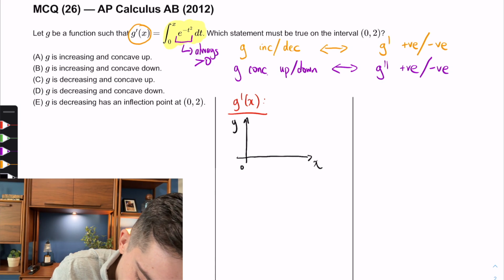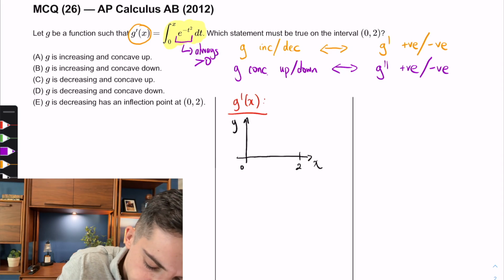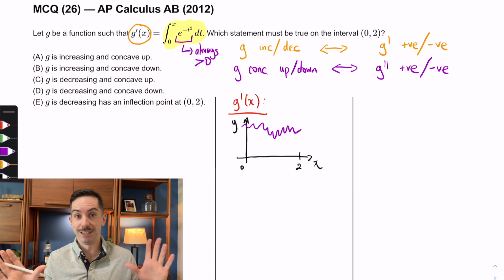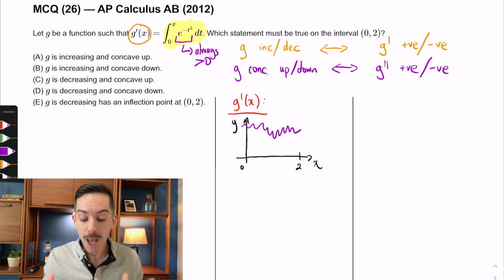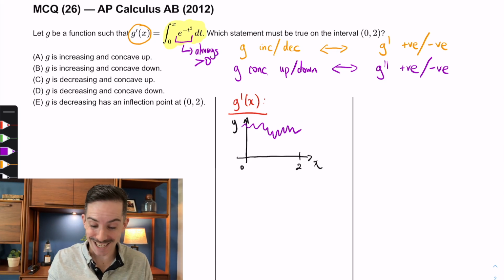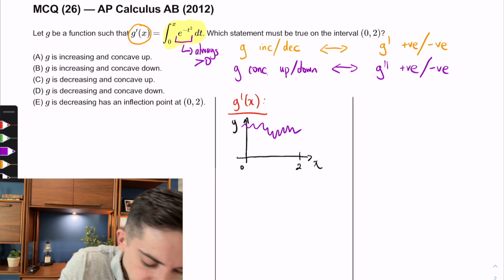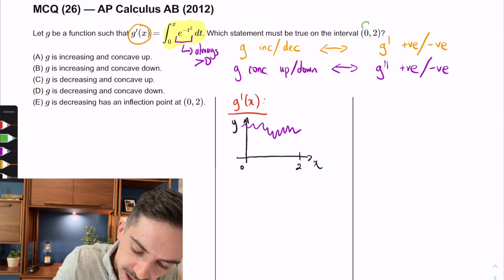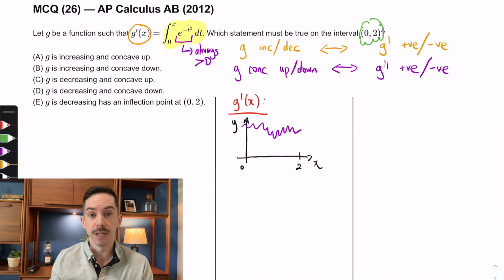But between 0 and 2, it's always going to be above the x-axis. Okay, I don't know what that graph is doing. It might be truly hideous. I'm not sure. But I know it's going to be above the x-axis. So that tells me no matter what x value I pick between 0 and 2, that is the interval we're working on in this problem.